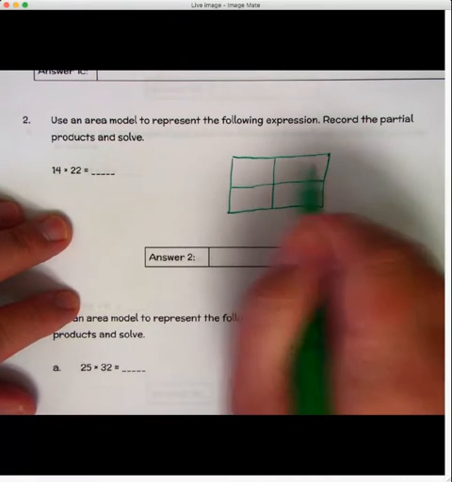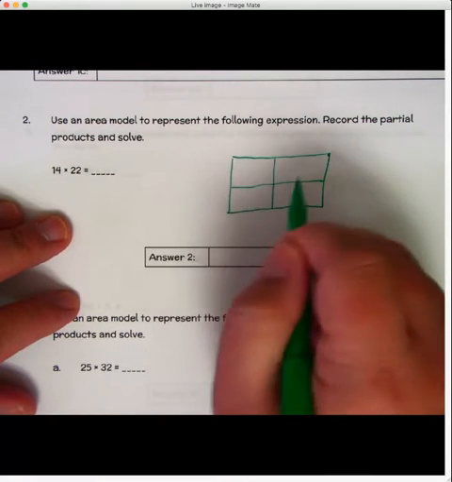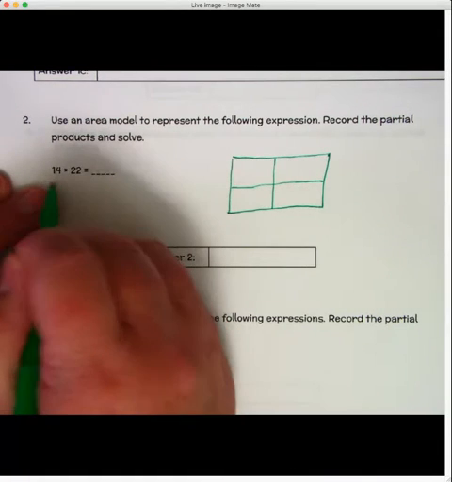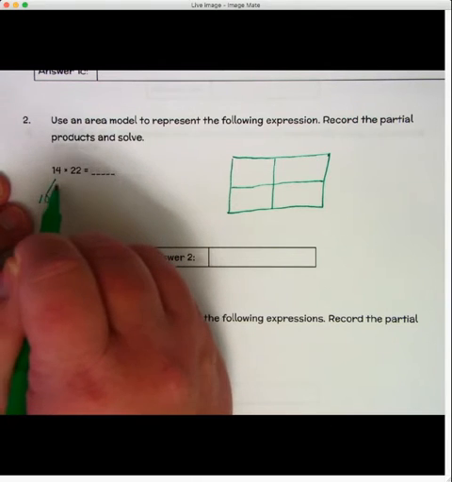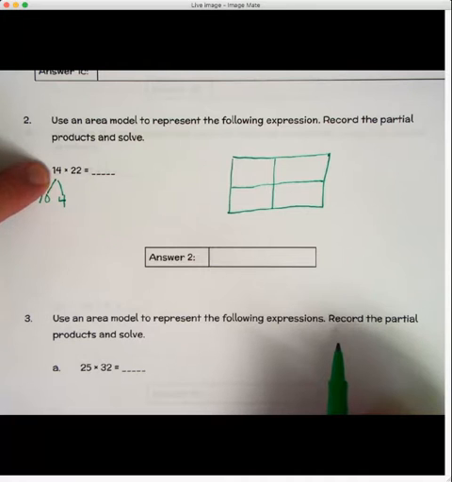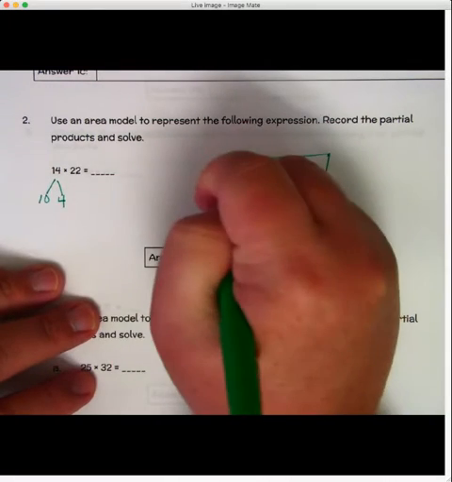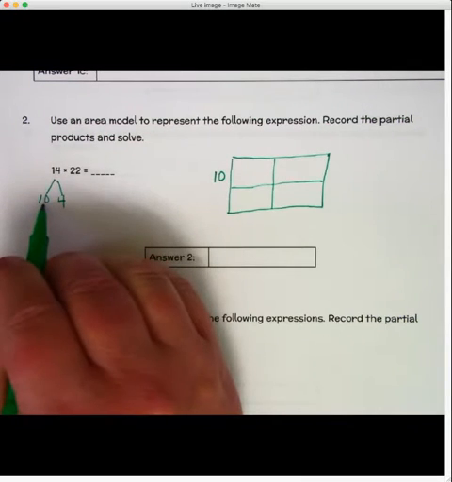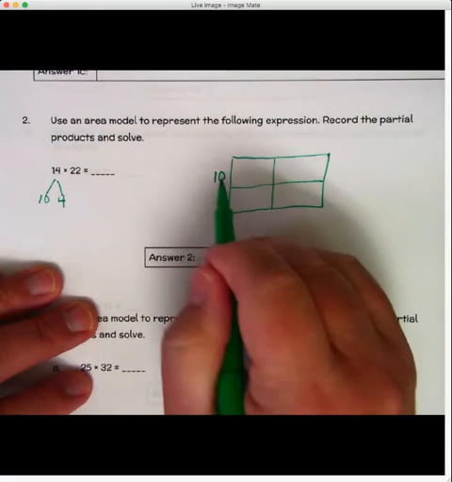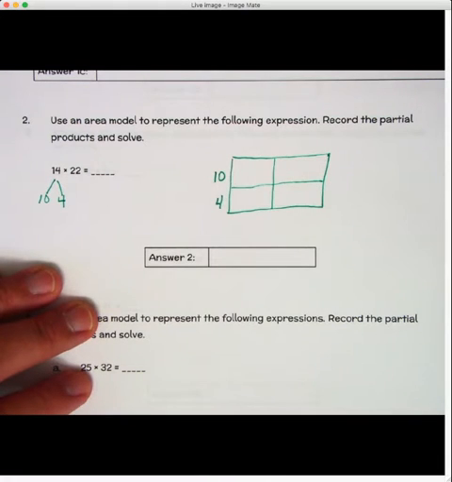So remember, what we do when we start this, we're going to draw our box first, okay? Draw a rectangle that has 4 boxes inside of it. And then we break apart our numbers. So our first number is 14. Well, we know that's a 10 and a 4. 1 ten in the 10's place and 1 four in the 1's place. So let's put that 10 there, and let's put the 4 right here. It really doesn't matter if you put the 4 up there, 10 down here. You're going to get the same answer. So don't stress out about that.